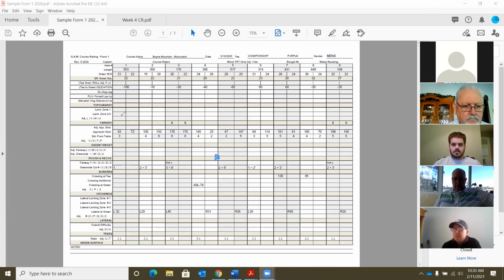Okay, so if we have a fairway width, let's say here on the par 4, we measure it in landing zone 1. So we're going to write it in here as 32. Oh, and my writing is not on today. And then this one is 27.